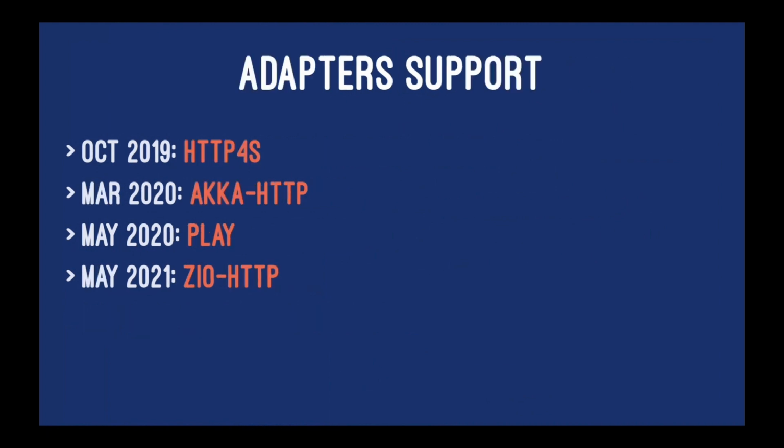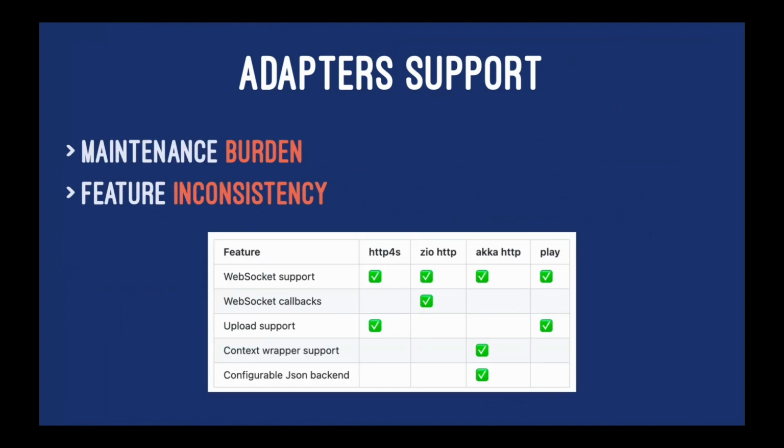One of the things that was improved recently is adapters. Adapters are thin layers on top of Caliban server core to make it super easy to use Caliban with the most popular HTTP server libraries. Initially, Caliban came with an HTTP4S adapter, and then contributors added adapters for Akka HTTP, for Play, and for ZIO-HTTP last year. But with this, a problem happened. The maintenance burden became larger and larger, because every time we added a feature, we had to implement it 4 times.